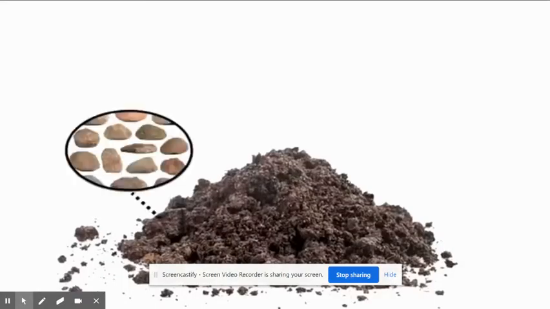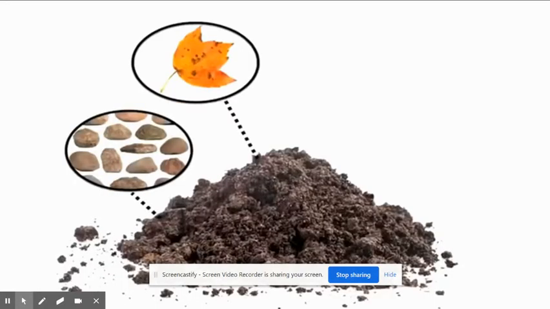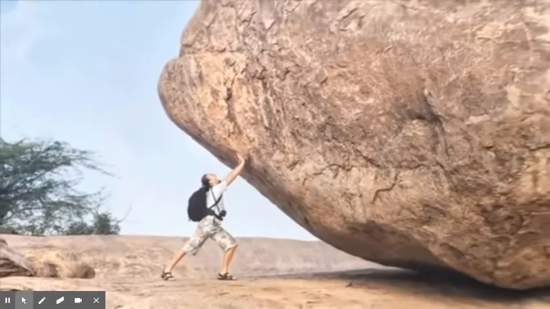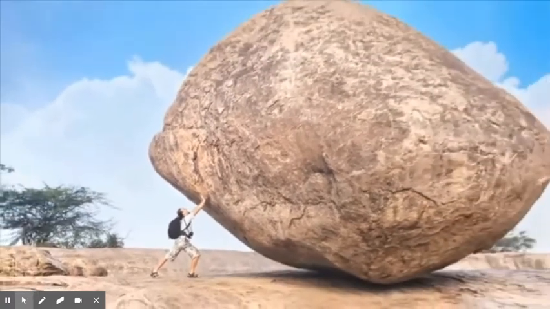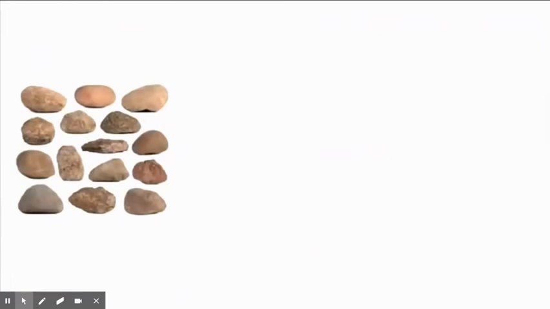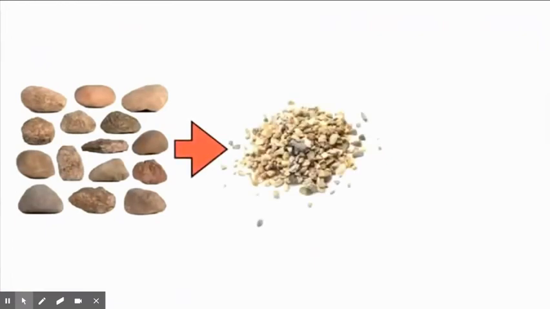Soil is made of rocks, decayed plants and animals, air, and water. Let's first look at rocks. Through a process called weathering, big rocks break down into smaller and smaller pieces, eventually becoming part of soil.